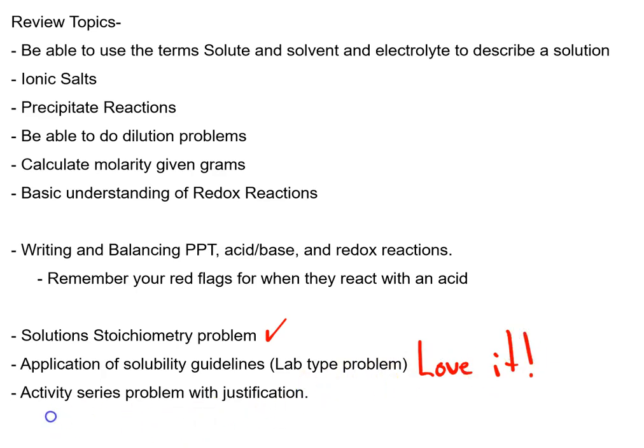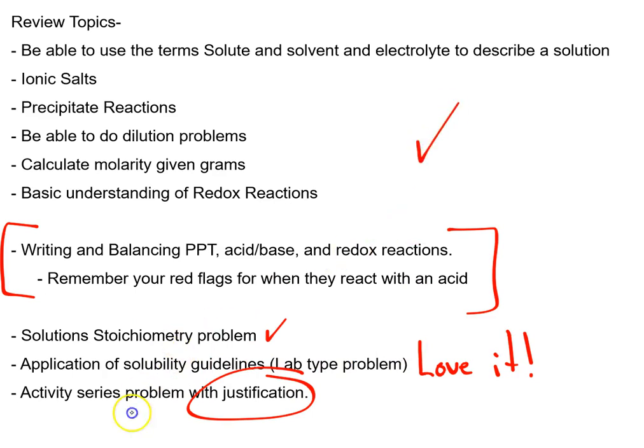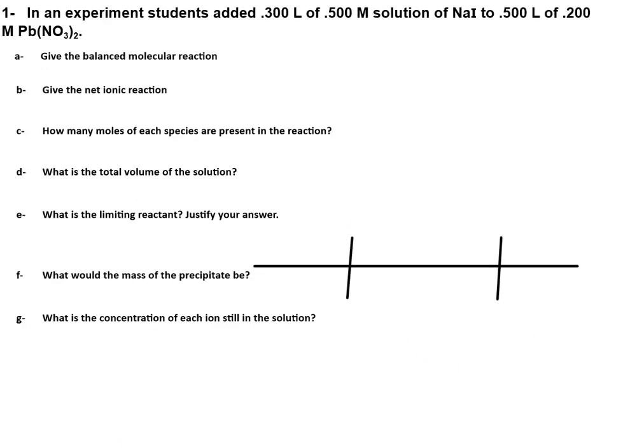All right, and then an activity series problem with justification. On the test, you have to justify a lot. Up here, when you write and balance, you're going to have to write it out and balance and answer a question. That's like the most points people miss are usually in this section because they don't answer the question after they balance. They just forget about it and move down. All right. So these are the concepts. If you're solid on these, you should be fantastic and ready.